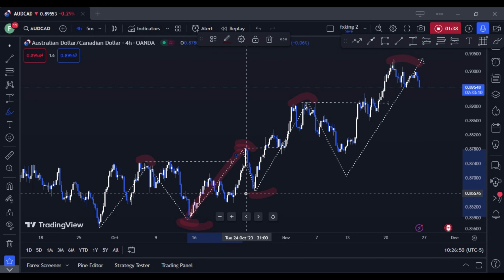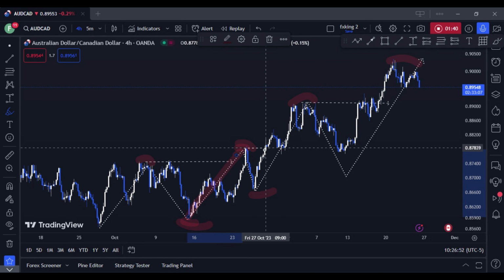And also, if it happens that this trading range is broken, like this break of structure that occurs right here, then our trading range changes.